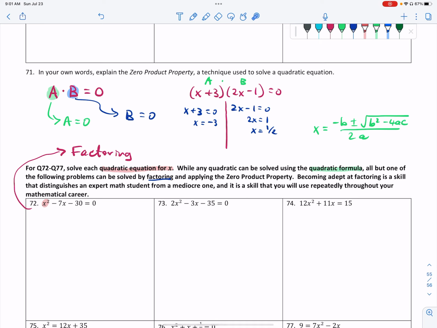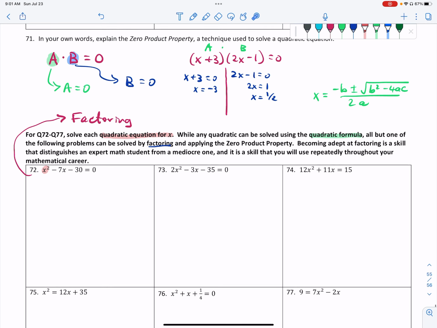Becoming adept at factoring is a skill that distinguishes an expert math student from a mediocre one, and it is a skill that you will use repeatedly throughout your mathematical career. In fact, we will use quadratic equations and solving those things by a variety of methods throughout the year. In honors geometry, you'll use it in Algebra 2, in pre-calculus, and my calculus students, of course, use it as well. Now, when you first learned to factor, it was probably pretty intimidating, confusing, and hard to do, but the more that you do it, the better that you get at it for sure.